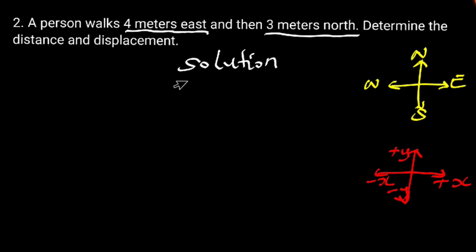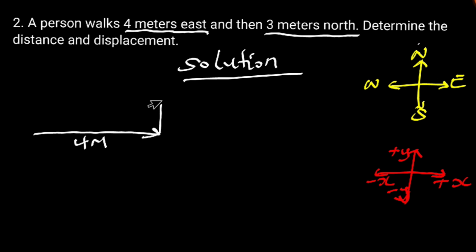Okay, so a person walks 4 meters east. So east is to the right hand side, that is the right direction. So this is 4 meters, and then 3 meters north. See north here is pointing upwards. So from here now we draw an upward line to the north, and it's 3 meters. Alright, so 3 meters. Determine the distance and displacement.